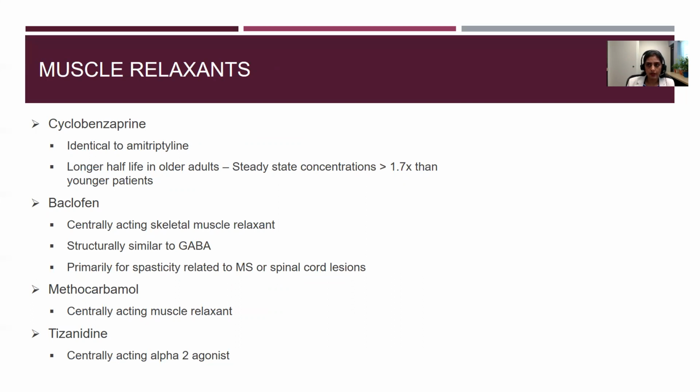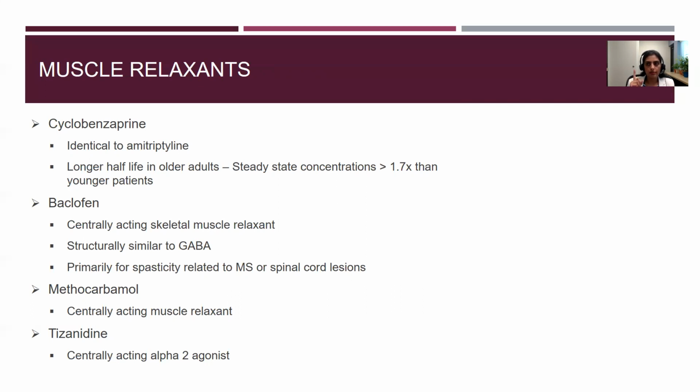Most of them do. For example, one of the most common prescribed muscle relaxants is cyclobenzaprine. And my concern with cyclobenzaprine is that it has anticholinergic adverse effects because it's identical to amitriptyline. Another thing to note about cyclobenzaprine is that it has a longer half-life in older adults, which means steady state concentrations are 1.7 times more than that of younger patients. So the cyclobenzaprine or Flexeril will stay in the body much longer for older patients than younger patients, which means more side effects and higher risk for confusion and ultimately falls for patients.